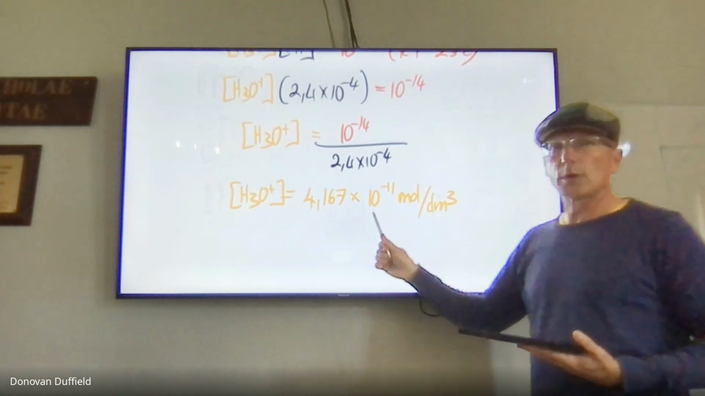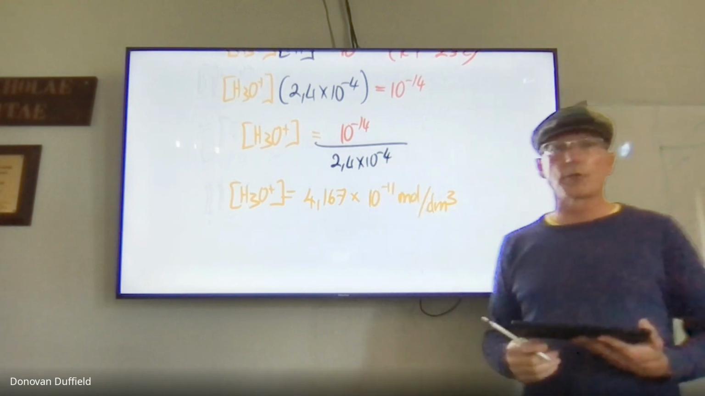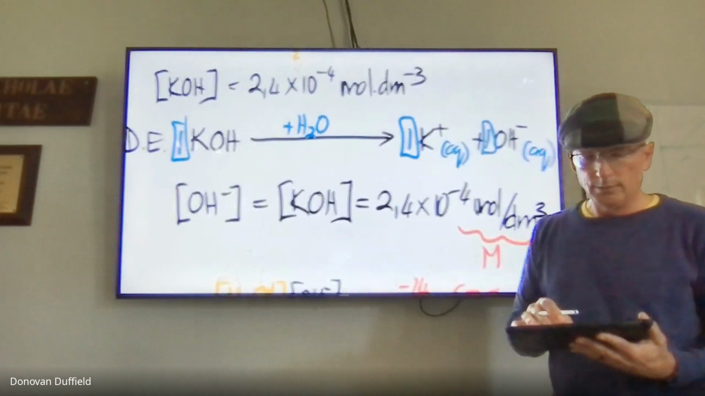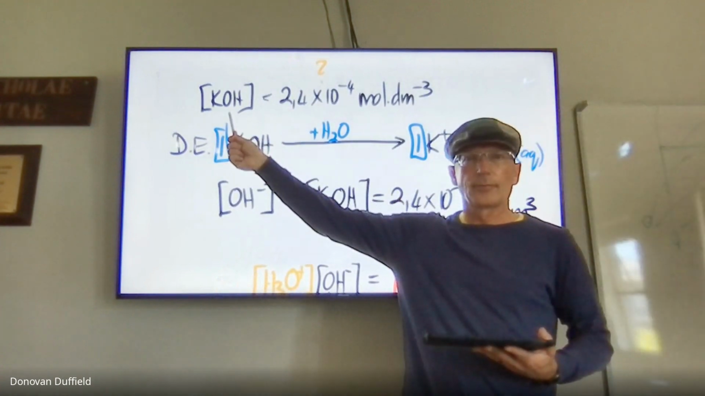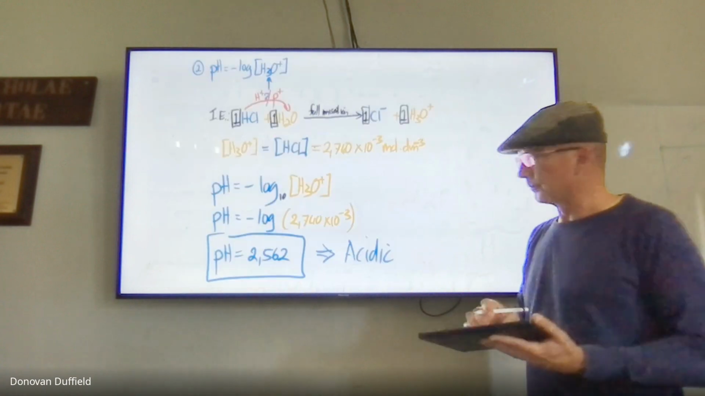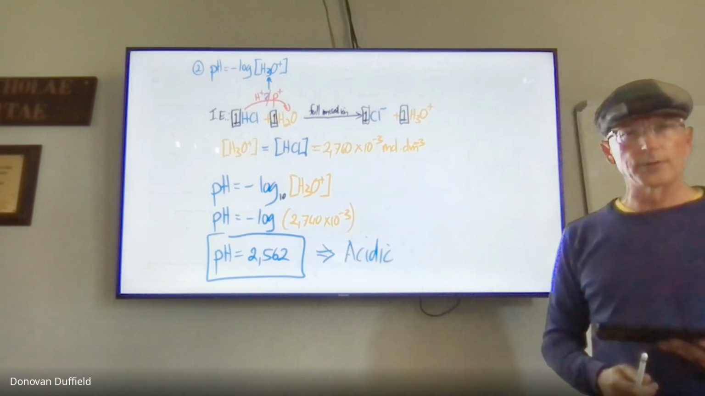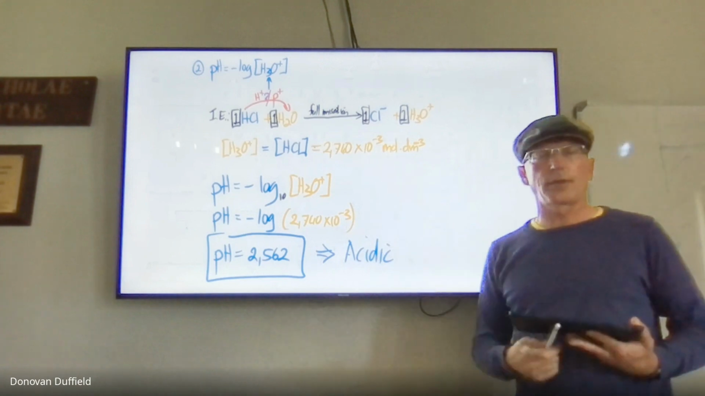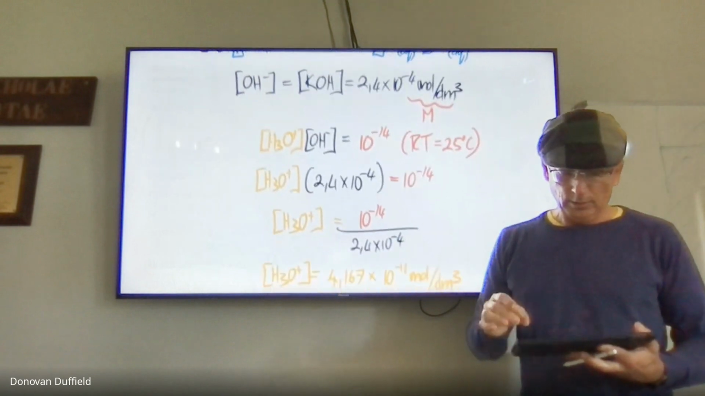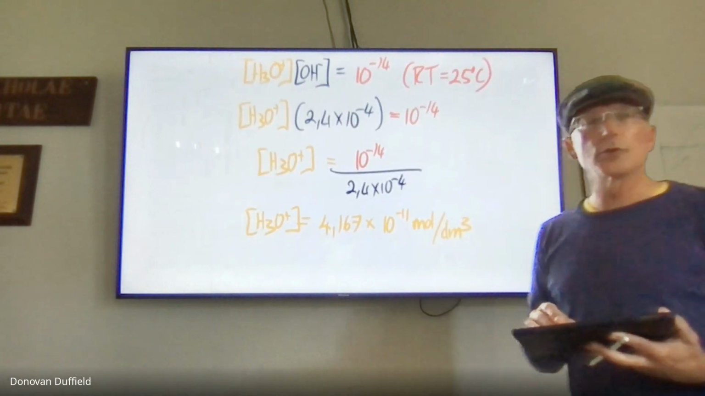Now, I'm sure you will agree that that is a very, very small concentration of hydronium ions. It should make sense because this is in actual fact a basic solution. So, as opposed to when we were dealing with a solution with a pH of about 2.5, the hydronium ion concentration was of the order of 10 to the negative 3, whereas this is of the order of 10 to the negative 11. So it's 8 orders of magnitude smaller.